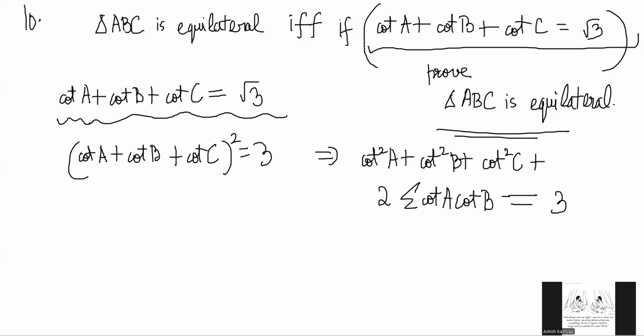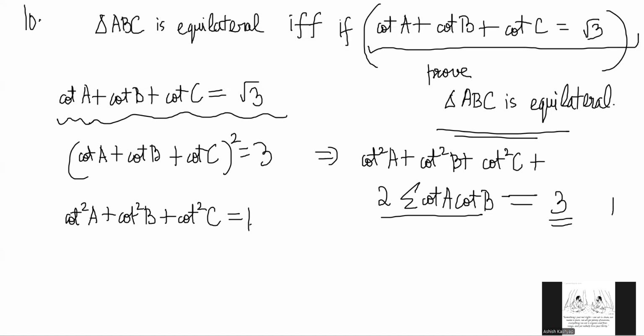So, the value of summation cot A cot B is 1. Yes, summation cot A cot B is 1 because we know already that from the identity, right? So what we'll end up getting is, this is going to be 2, so this is going to be 1, right? So we are getting cot square A plus cot square B plus cot square C is 1, correct? Yes, sir. Okay.